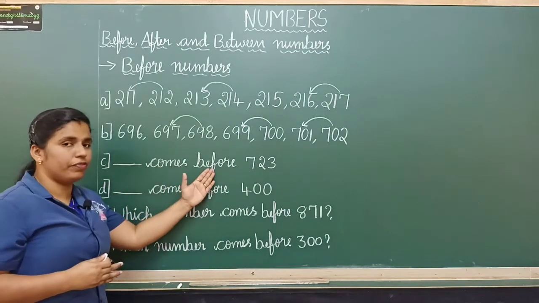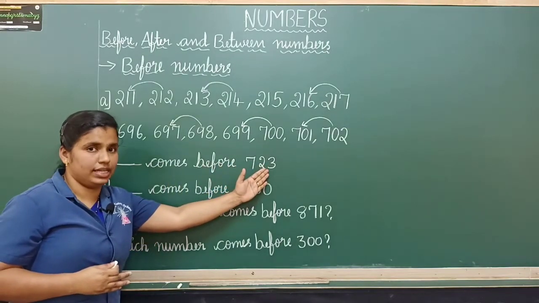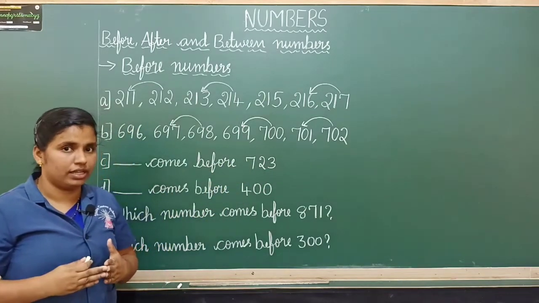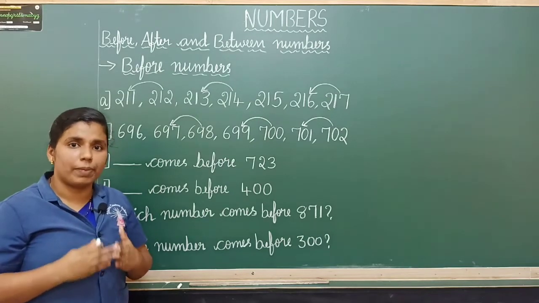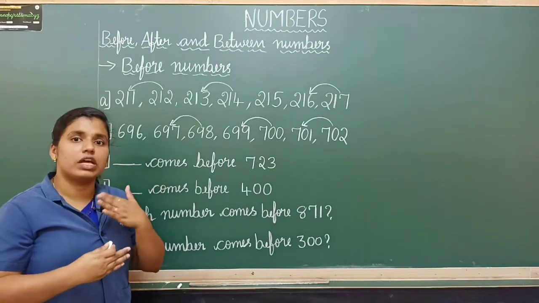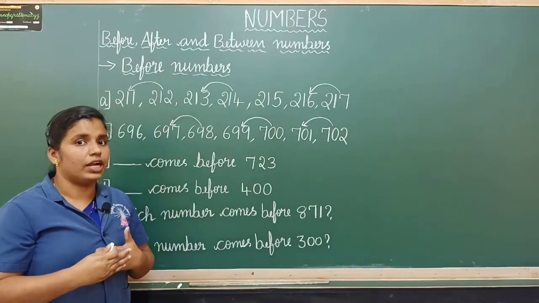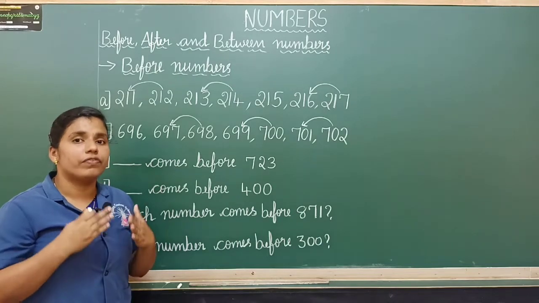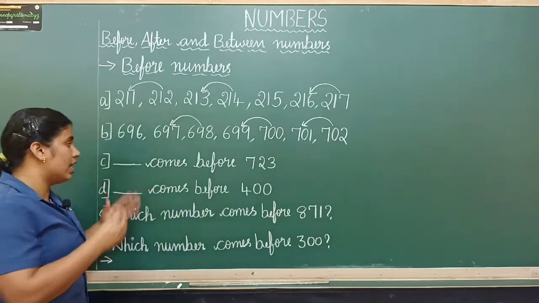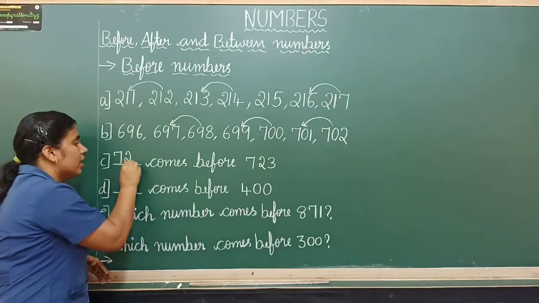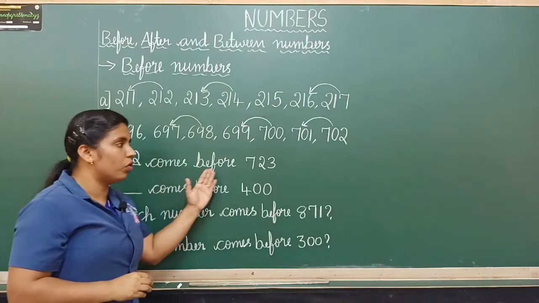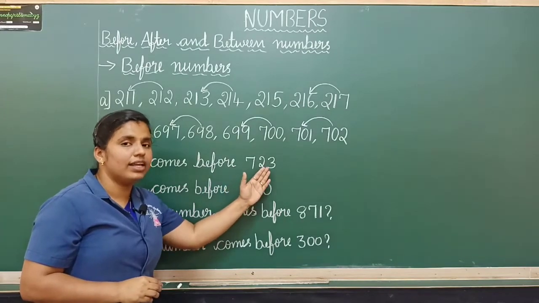Dash comes before 723. Which number do we get before 723? If you start counting backward, 723, 722, 721. And you know that we have to write the first previous number of 723. And the answer is 722. 722 comes before 723.